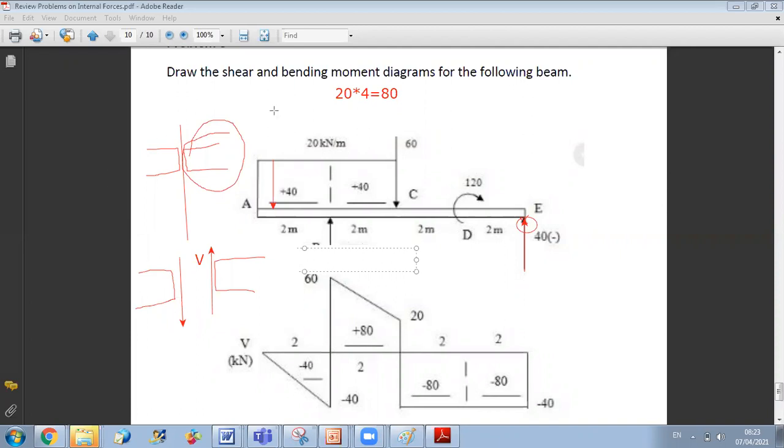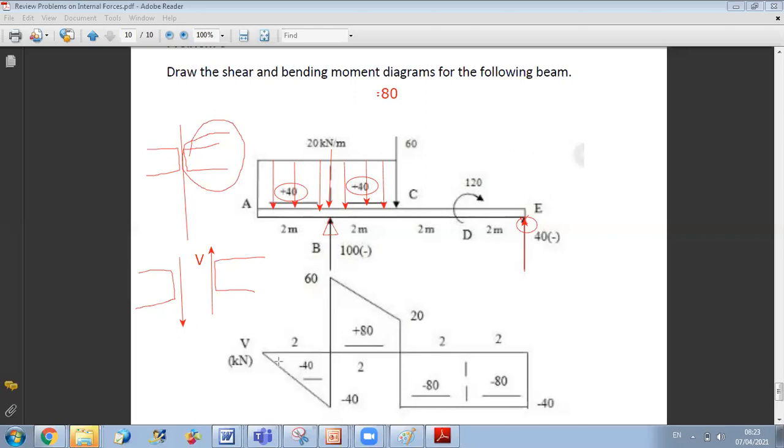The plus 40 on A and C. Ah, you mean which one here? This one? Oh, let me change. The plus 40 is the area, guys. It's a bit misleading. Plus 40 is the area.